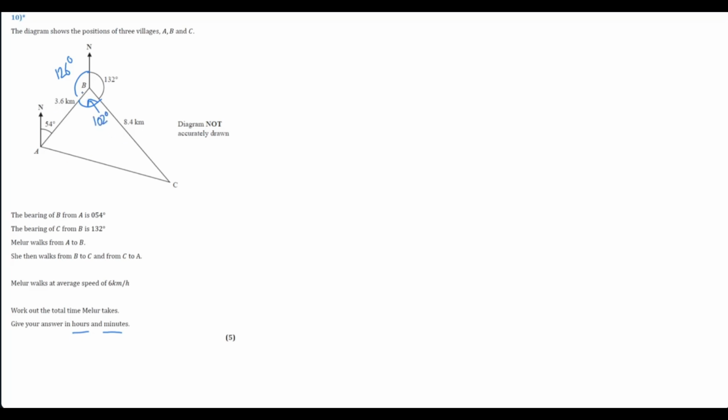Okay, so we have an angle and we have two sides. It looks like we can work out the length of AC by using the cosine rule. So a squared equals b squared plus c squared minus 2bc cos A. So in this case, if I want to work out AC squared, this would be b squared, which I could just call 8.4 squared, plus 3.6 squared, which can be c, minus 2 times these, cos 102.